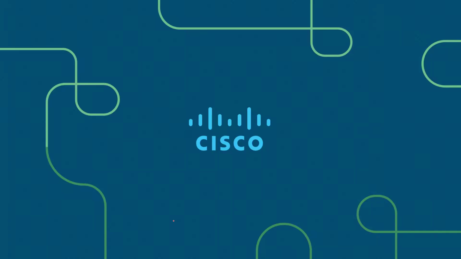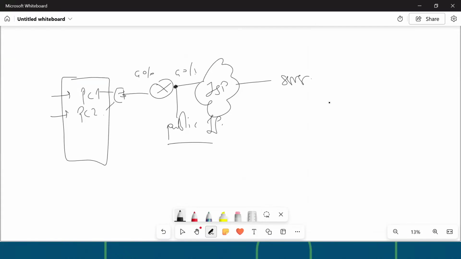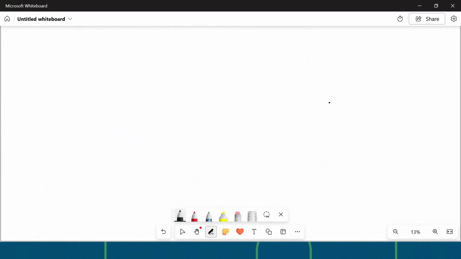In summary, what you need to understand is, number one, we have this type of addresses: inside local, then inside global, outside local, outside global. This one is private. This one is public.